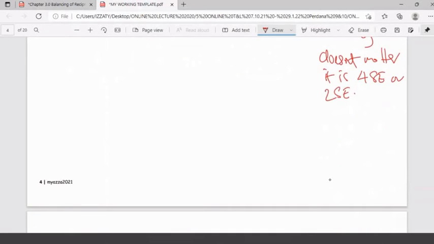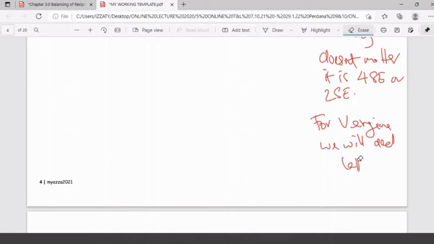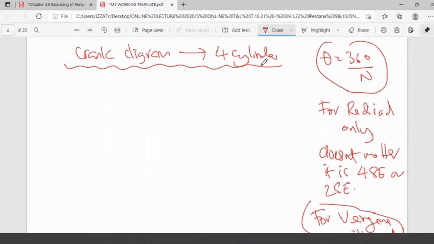For V engine, we will do it later. Okay, now focus on radial. Crank diagram for 4 cylinders. So how will it look?